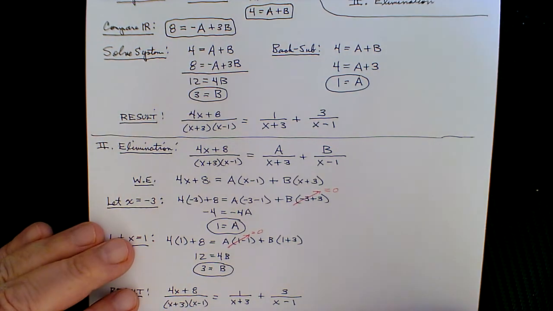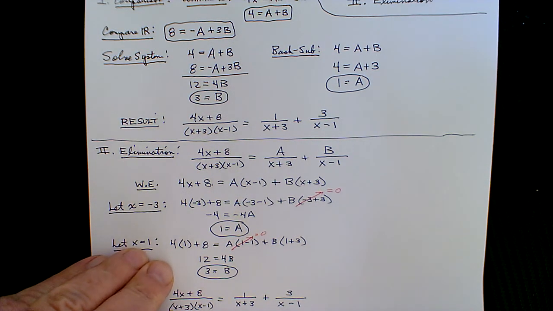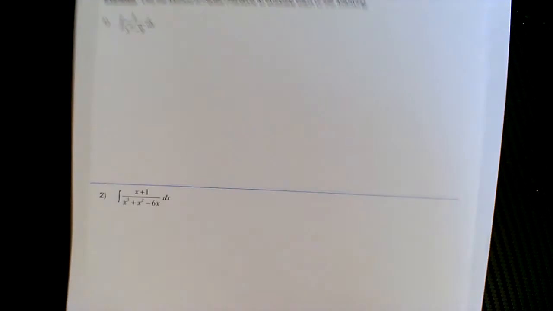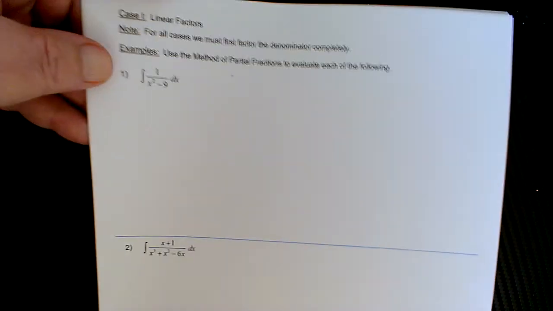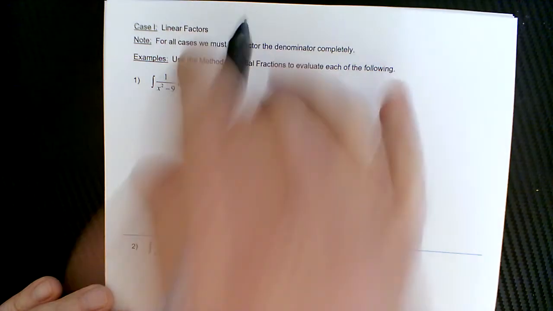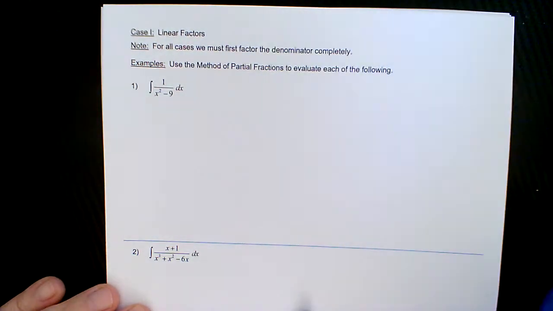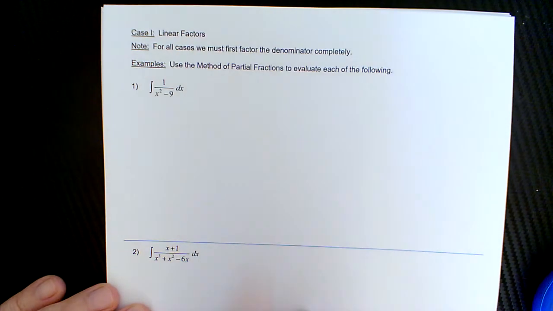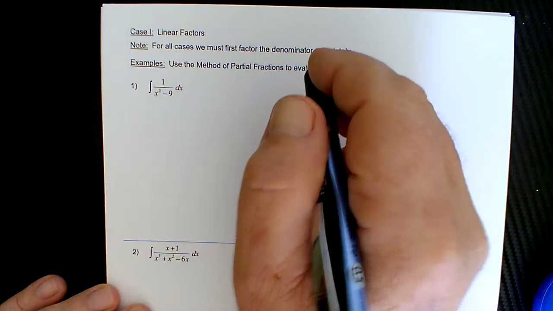So we'll look at a couple examples now of, this is still case 1, what I refer to as linear factors. And so we have two examples of this, and that'll take care of this topic, and then we'll move on to topic 9, which is case 2 of partial fractions, when we have what I call repeated factors.